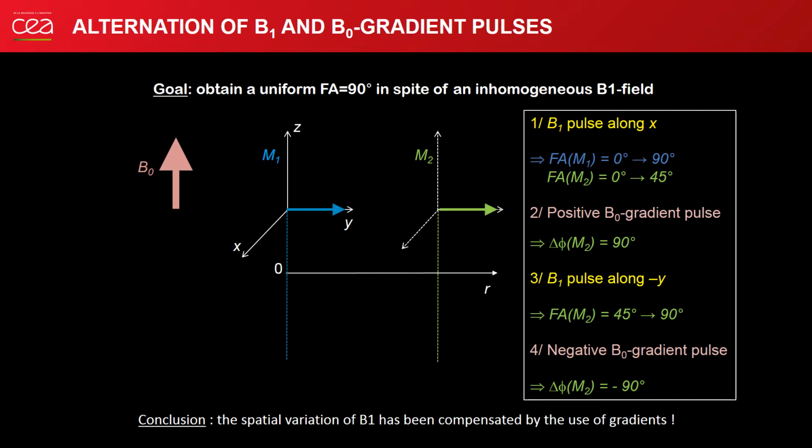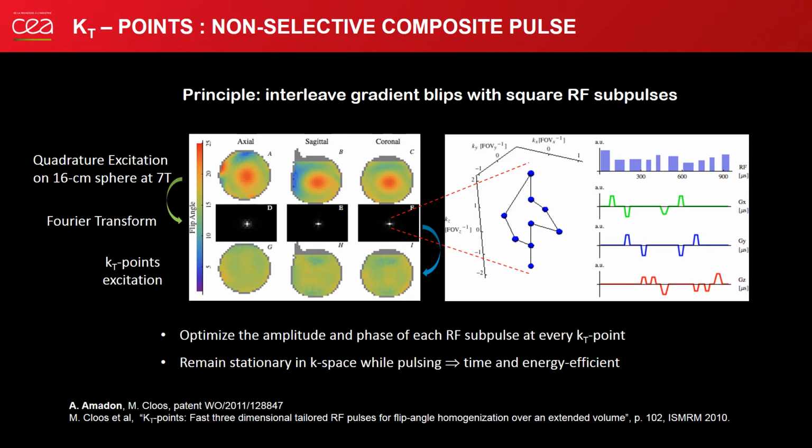So we managed to tilt M1 and M2 by the same flip angle, moreover with the same phase in this particular instance. The conclusion of this alternation of B1 and B0 gradient pulses is that the spatial variation of B1 has been compensated by the use of B0 gradients. This is the whole idea behind KT points, which are a mere representation of stationary locations where B1 subpulses are transmitted in K-space, gradient blips occurring in between to move from one location to the next.